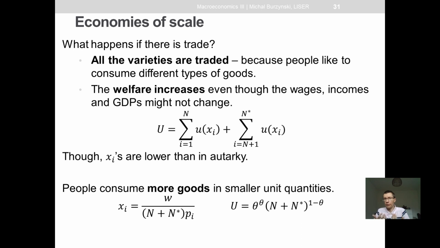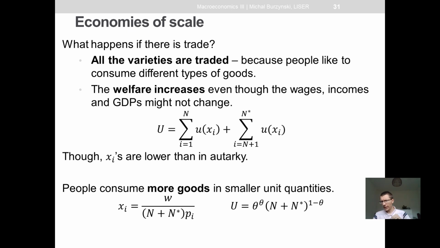We are different. We like different things. And since opening up to trade increases the actual number of varieties of consumption goods that we have access to, that is why we gain from trade in this particular model, as a very simple consumption externality in the monopolistic competition model of the economy.